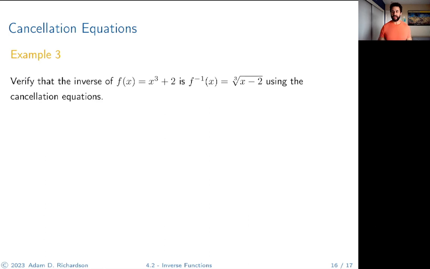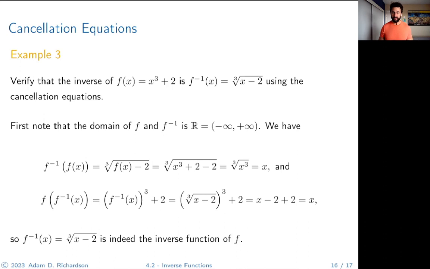All right, so let's go back to that example we did earlier and verify that we did calculate the correct inverse for x cubed plus 2. What we're going to do is compose these two functions in both orders. And if we do that, we should end up with x both times. So here we go. First we'll note that the domain for both of these functions is the entire real line, so we don't have to worry about issues of domains and ranges lining up. In fact, the ranges are also all real numbers, so there's no issue at all. So let's do the first composition.